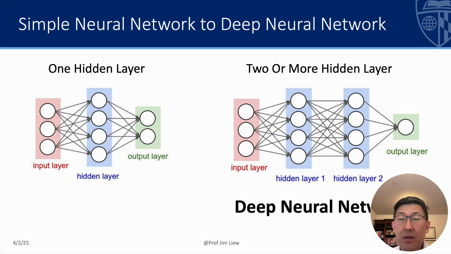What is a deep neural network? A deep neural network is actually very simple. We just talked about one hidden layer in this neural network. If you have 2 or more hidden layers in your neural network, that is considered a deep neural network. So anything that has deep learning or the word deep just means that it's a neural network, but you have 2 or more hidden layers.